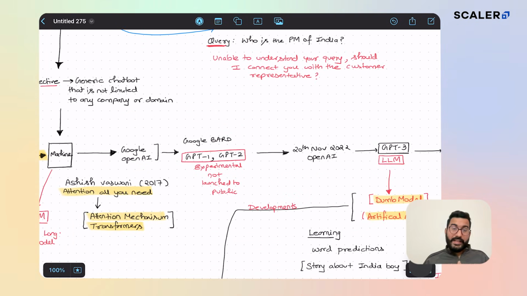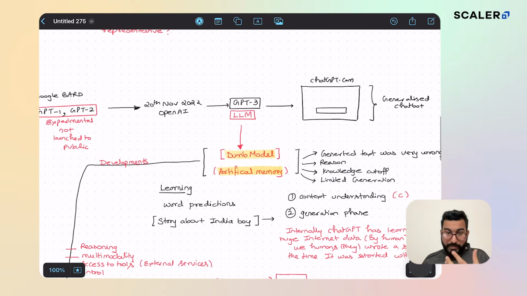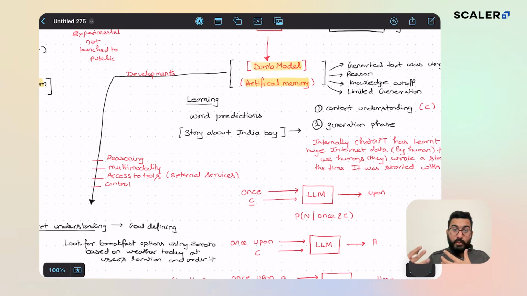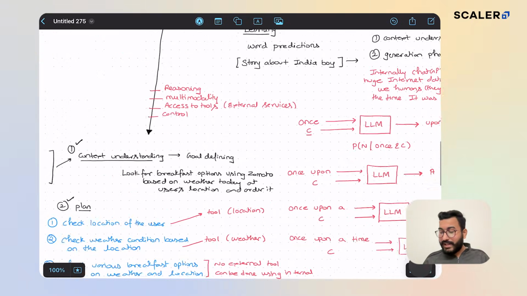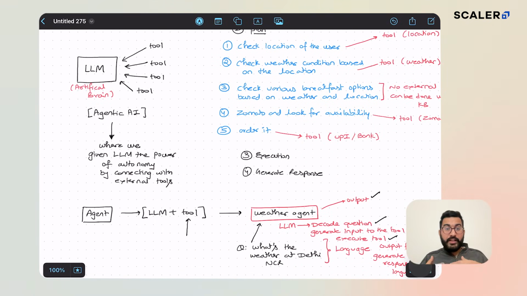Scientists thought of creating a generic chatbot. That is how they created ChatGPT. Then scientists started thinking how they can give more power, more capabilities to this ChatGPT. That is how today we are in the phase of agentic AI, where we are talking about giving autonomy to LLMs, where they can perform anything end to end. So that is where we are today.